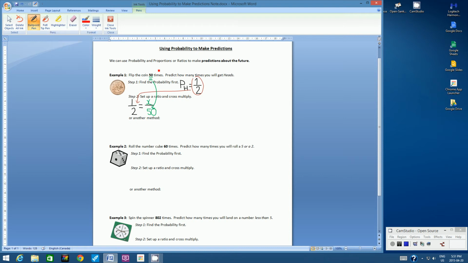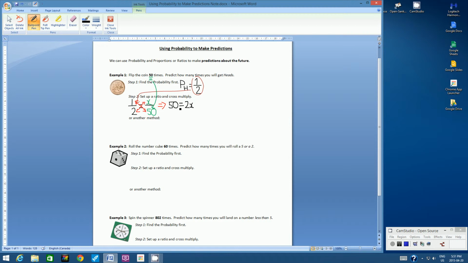Hopefully you've learned this method before of cross multiplying. Cross multiplying simply means we take the numerator of one fraction and multiply it by the denominator of the other, and we also do the same with the other fraction. So let's see what this looks like. Let's do this one at a time. So 1 times 50, the numerator of one fraction times the denominator of the other, equals 50. Equals 2 times x, the denominator of one fraction times the numerator of the other fraction, equals 2x.